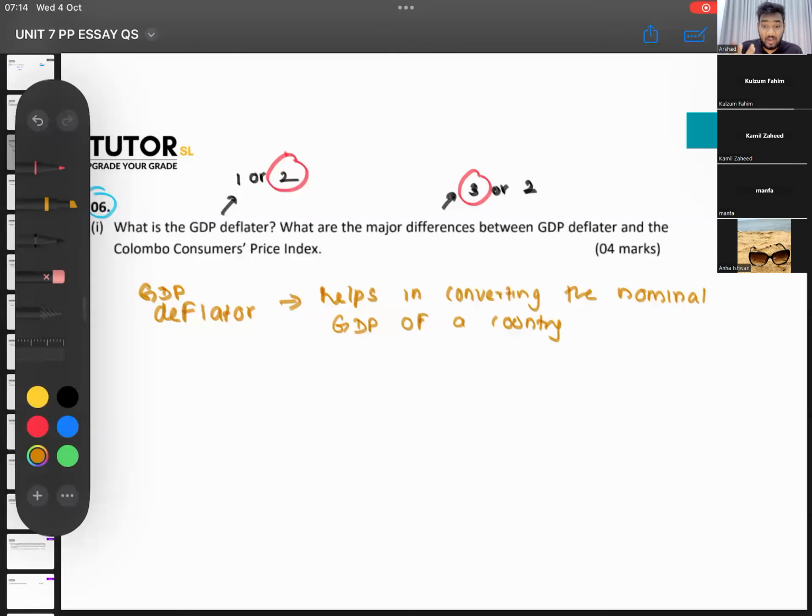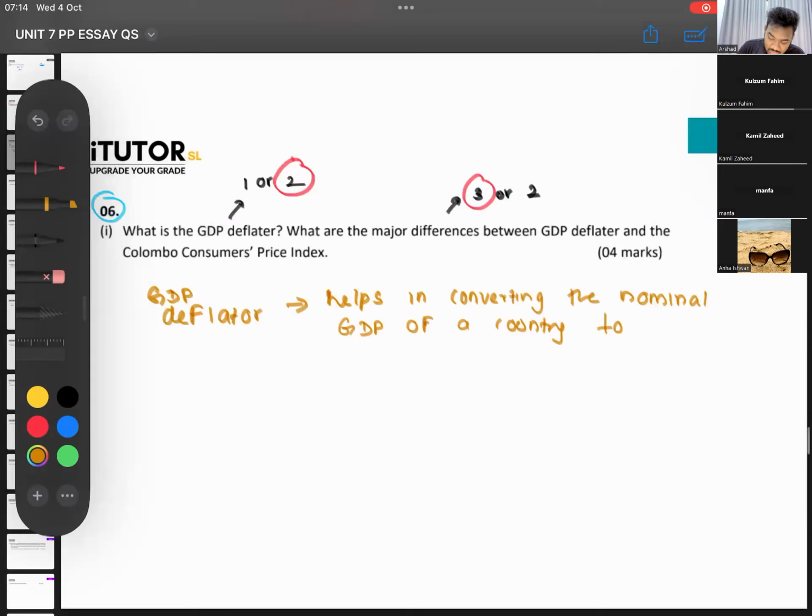In other words, its output. They convert this output to the prices of a base year. Now, in the nominal GDP, your output is multiplied by that year's prices. That is what happens in nominal GDP. For example, this year's rice output of 100 kilos is multiplied by the price of rice this year. That's how you get nominal GDP. So what they do is convert this nominal GDP of a country to the prices of a base year. This helps with calculating something called the real GDP.